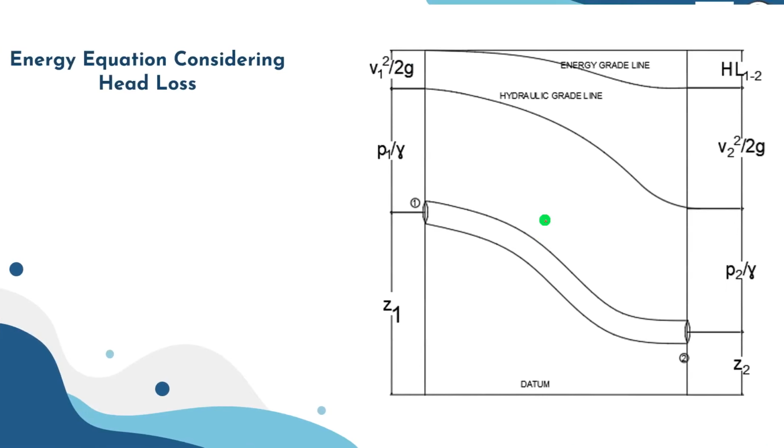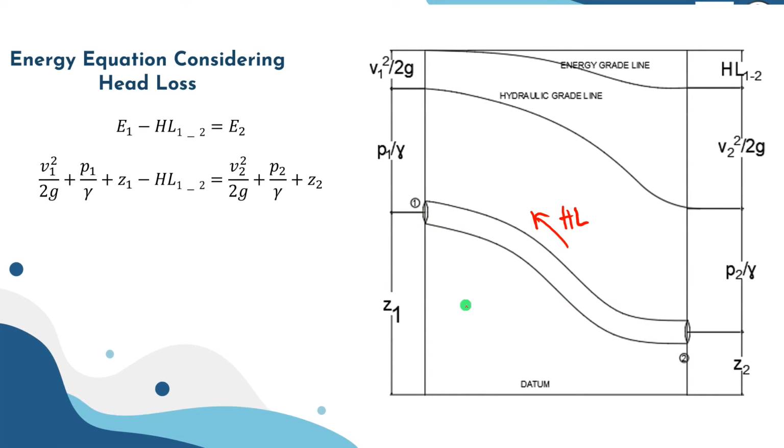In making the energy equation, considering the head loss, applying again the principle of conservation of energy, the energy at point 1 should be equal to point 2, only that we have to consider the head loss. So if we are going to consider the head loss, it means that we will subtract the head loss from the energy at point 1, and that will be equivalent to the energy at point 2.